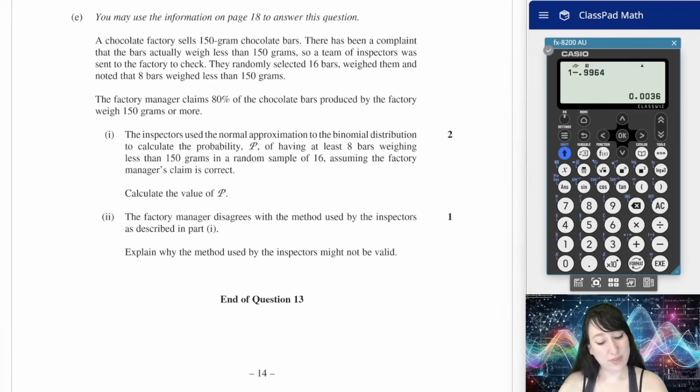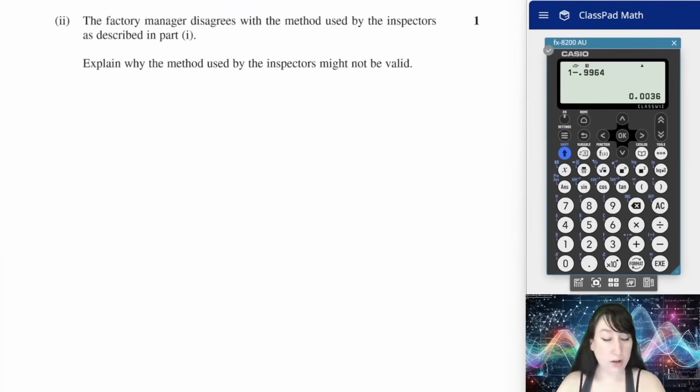Part 2. The factory manager disagrees with the method used by the inspectors, as described in Part 1. Explain why the method used by the inspectors might not be valid. All right, so Part 1 seemed like some pretty damning evidence, but the manager is disagreeing, and there seems to be a reason why the results might not be valid.